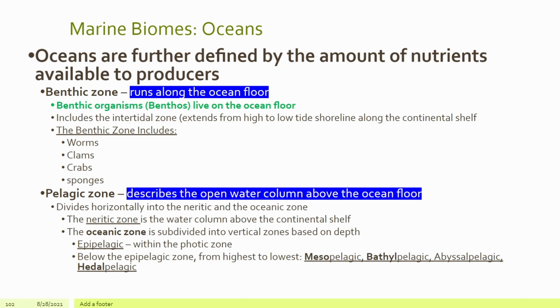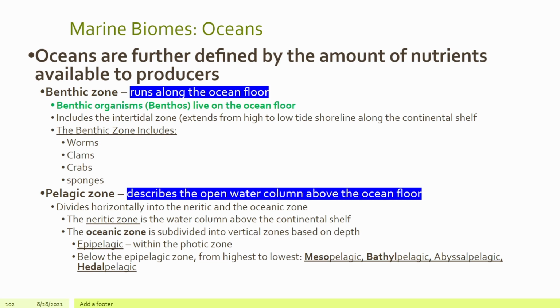So looking at oceans, we can further define them by the amount of nutrients available to producers. The benthic zone runs along the ocean floor, and any benthic organism, called a benthos, lives on the ocean floor as well. This includes the intertidal zones. It extends from high to low tide, so it includes the shoreline along the continental shelf.